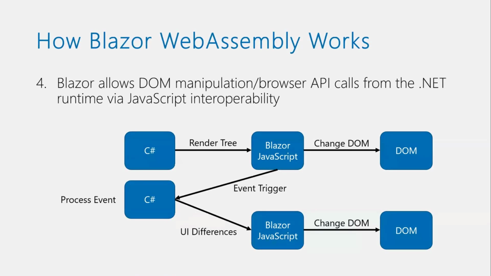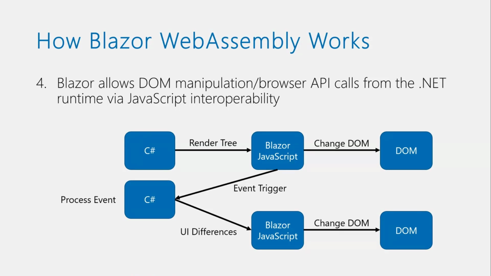Then, using the interoperability that's built into WebAssembly, Blazor does DOM manipulation and browser API calls from the .NET runtime using this JavaScript interoperability. Whenever any C# code gets run, it pushes a render tree over to the Blazor JavaScript, which then, if it needs to, changes the DOM. Or if there's an event triggered on the DOM, like you click a button, that Blazor JavaScript will push over to the C# runtime and tell it all the data it needs to process that event.